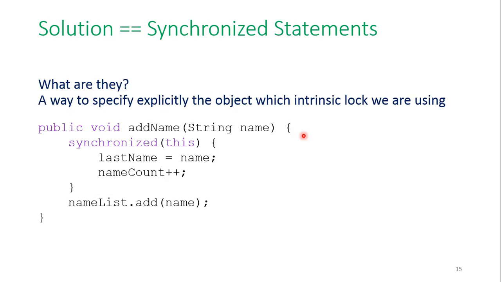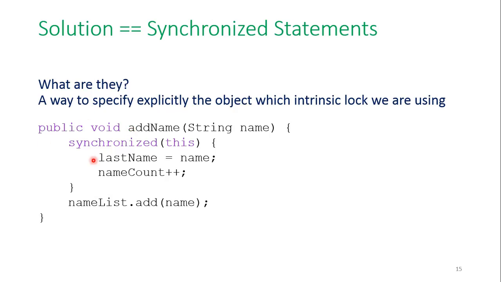So what are synchronized statements? Let's take a look here at the code example we have on this slide. We have a public void method named add name, which takes a parameter string name. It's just a method that's going to modify the state of an object. We don't really care about the class or the object. We just want to illustrate that this method here is not marked synchronized.